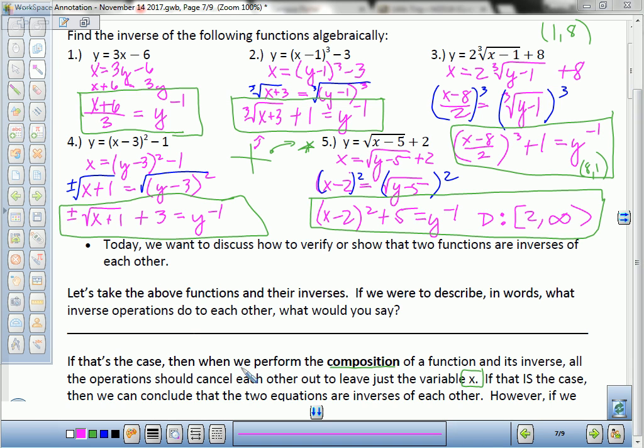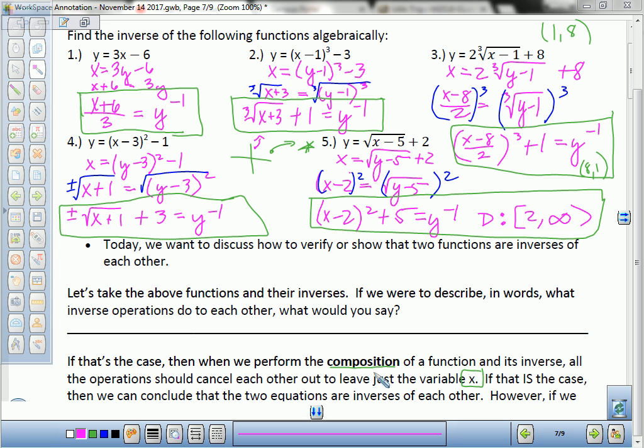So, today we're taking it a step further and using something we already know, which is kind of good, but it's helping us also review for things we need for our test. Today we're going to use composition to determine if functions are inverses.